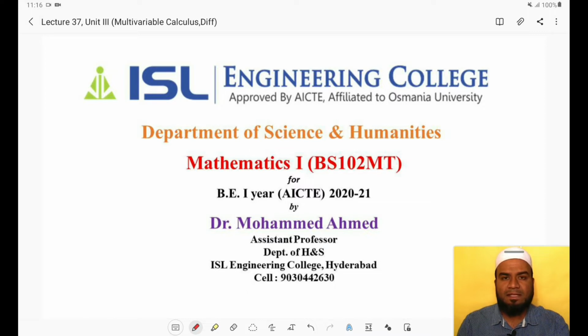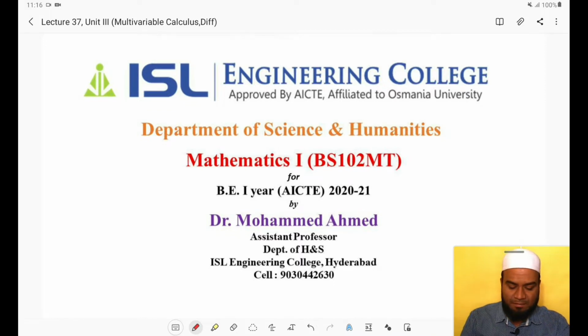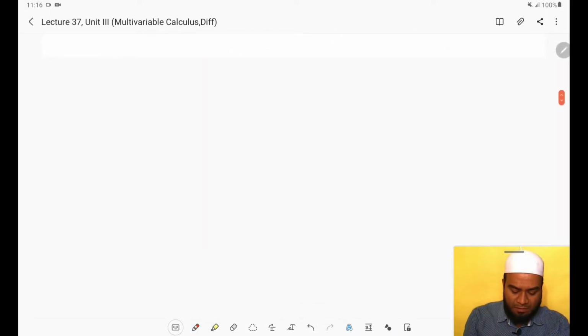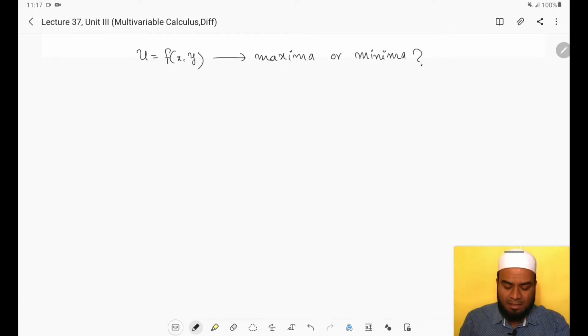Students, in the previous lecture, we have seen how to find the maxima and minima for a function of two variables. Suppose a function of two variables is given, that is, suppose I am given a function u which depends on two variables x and y, right? Then how to find the maxima and minima for this function. This we have discussed in last class.